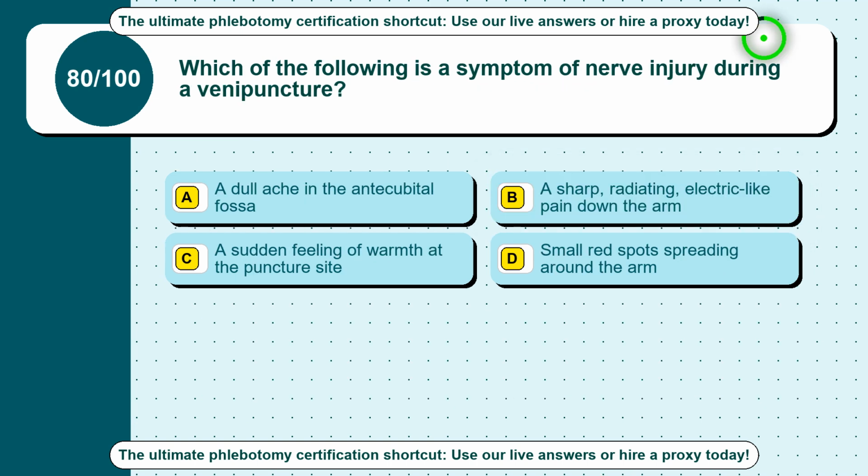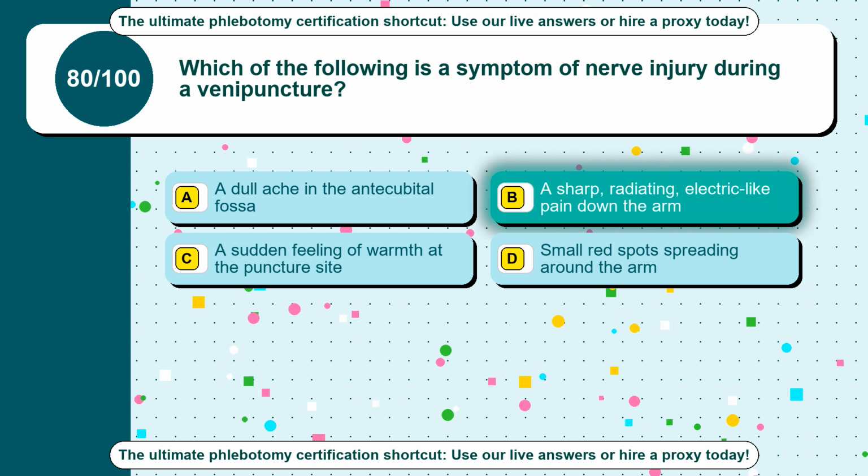Question 80. Which of the following is a symptom of nerve injury during a venipuncture? Option A, a dull ache in the antecubital fossa. Option B, a sharp, radiating, electric-like pain down the arm. Option C, a sudden feeling of warmth at the puncture site. Option D, small red spots spreading around the arm. The correct answer is option B, a sharp, radiating, electric-like pain down the arm.